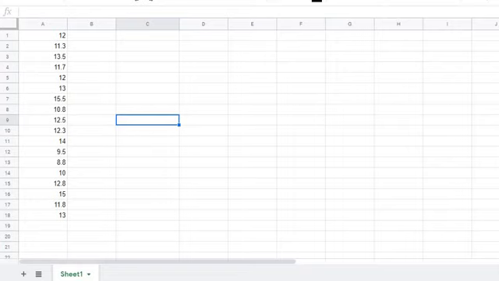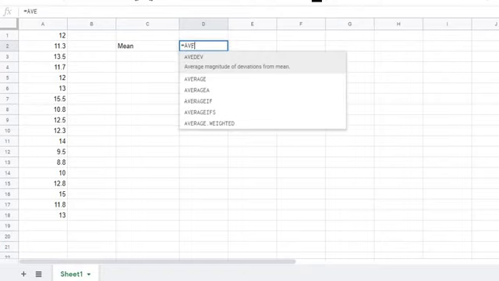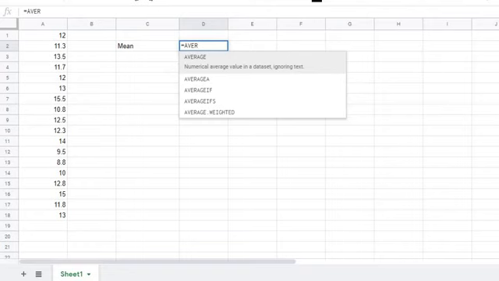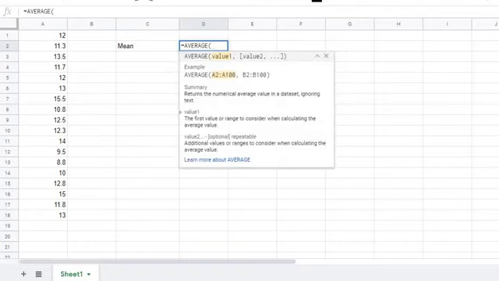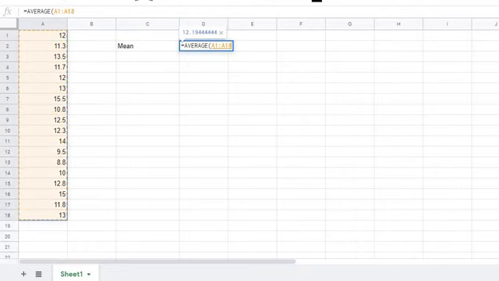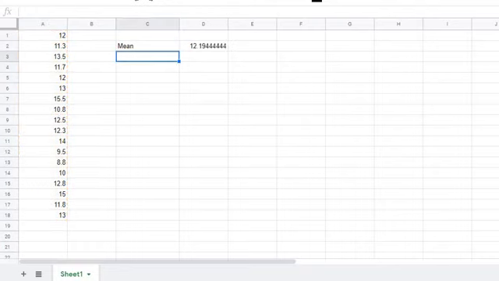So the first thing, let's calculate the mean. In the cell that you want your mean to be placed in, type an equal sign, and then, if you recall, we're going to use the function average. Click on the average function, and then we're going to highlight our cells. Press enter, and that's going to be our mean.